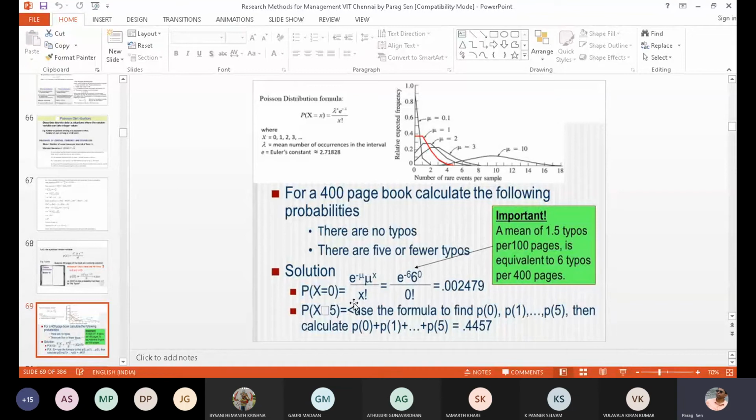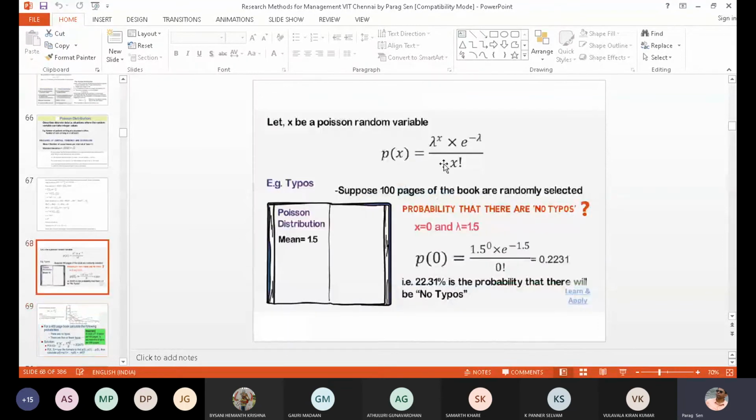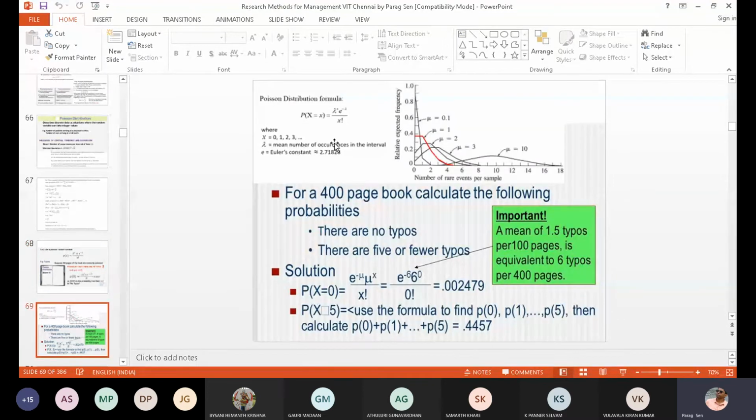In some books you will find they use the term lambda, and in some cases they use the term mu. Here they have used mu. So in place of lambda or mu, you just put 6. For no typos or errors, put x equal to 0 and calculate the value of the probability.